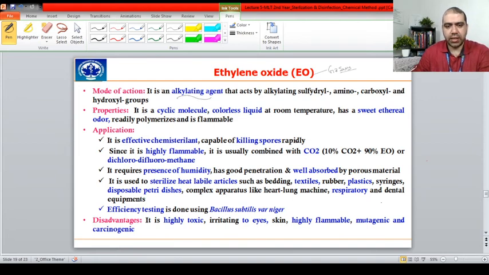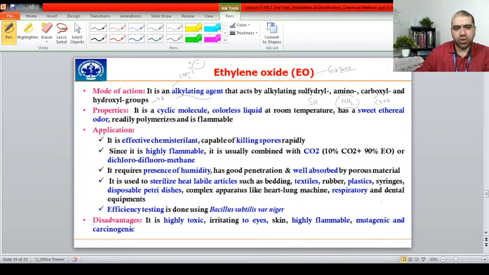Again, it's an alkylating agent. Alkylation means you add a group that provides a negative charge on the surface of your microbial proteins. So it alkylates the sulfhydryl group, it can alkylate the amino group, all of which are present in the amino acids, the carboxylic group, that is COOH, and hydroxyl groups, that is OH.